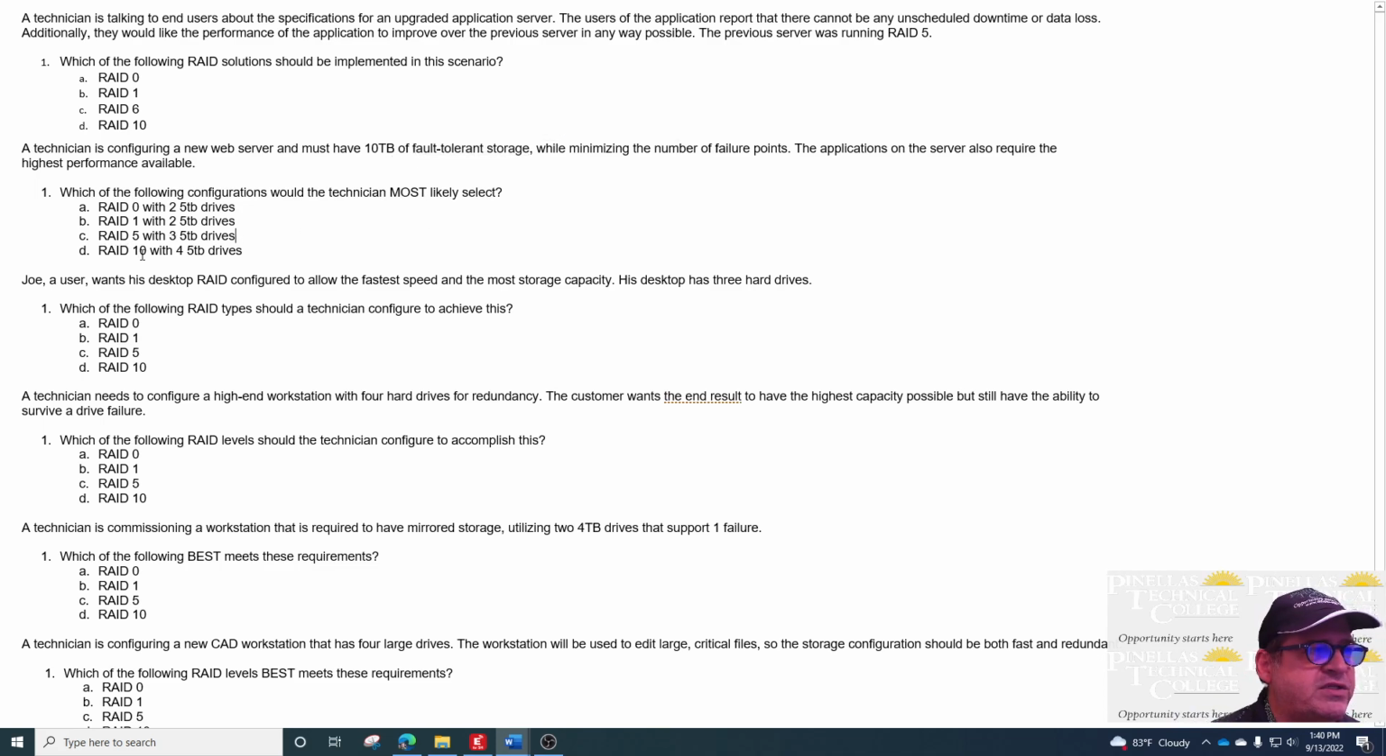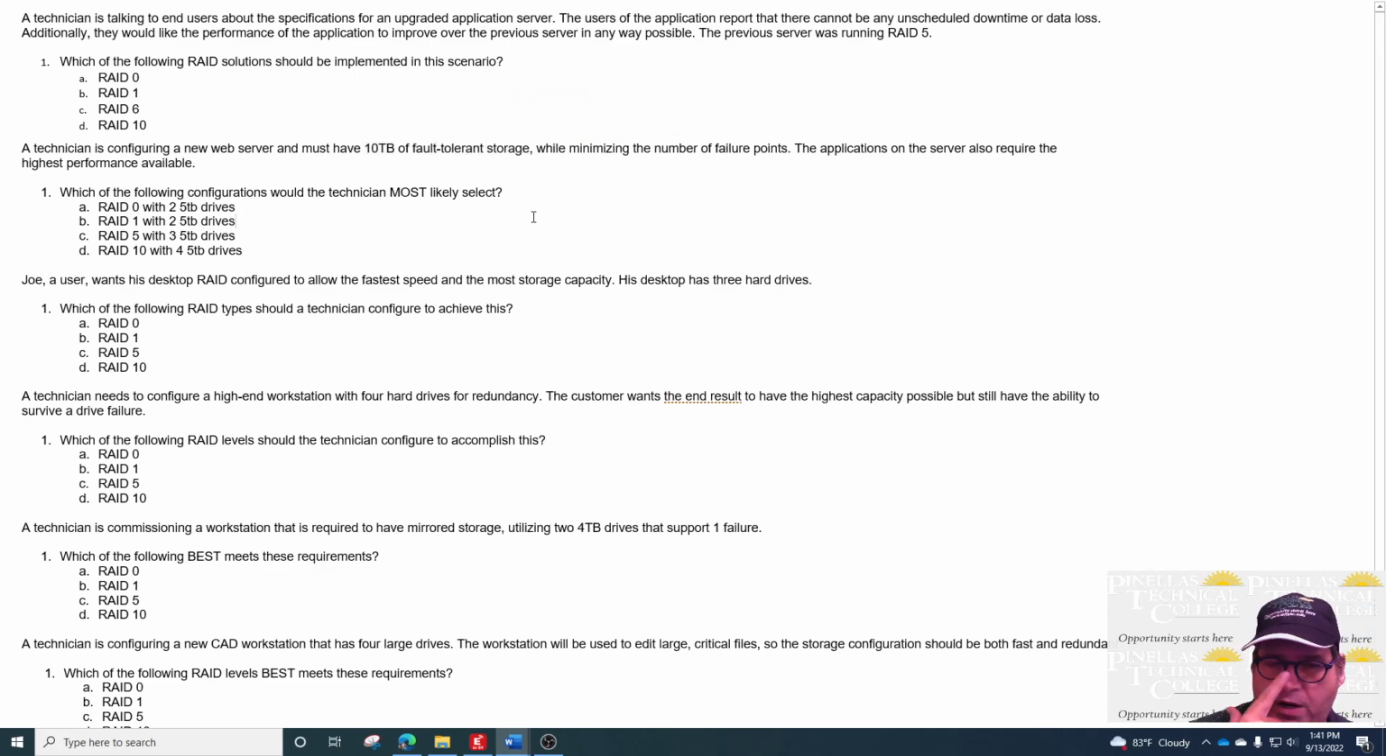Let's look at RAID 1.0 with 4 5-terabyte drives. So RAID 1.0 also definitely gives us fault tolerance. And 4 5-terabyte drives gives us 20 terabytes, and we lose 50% of that with a RAID 1.0. So it gives us 10 terabytes of space. So that meets the requirement of the 10 terabytes and the fault tolerance.